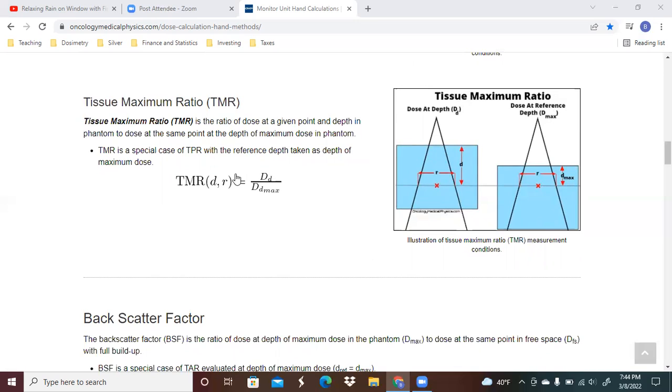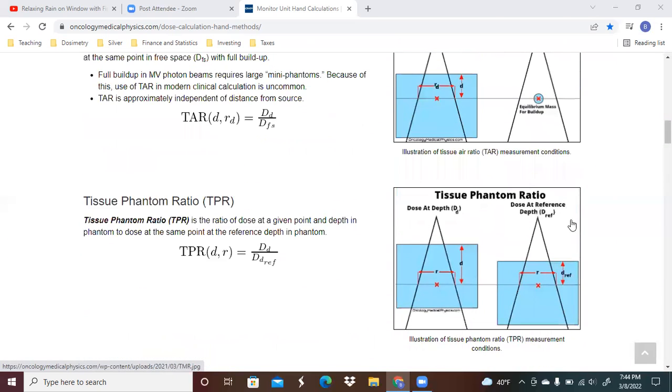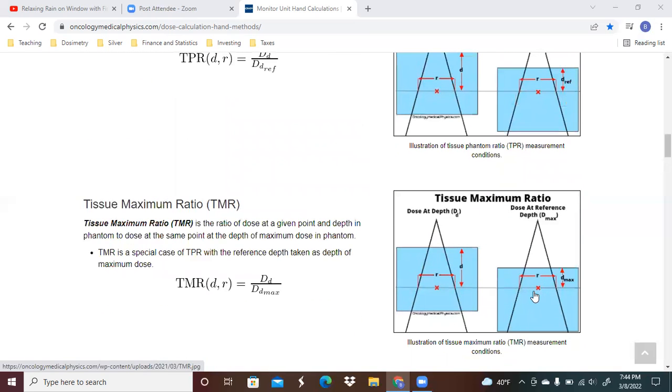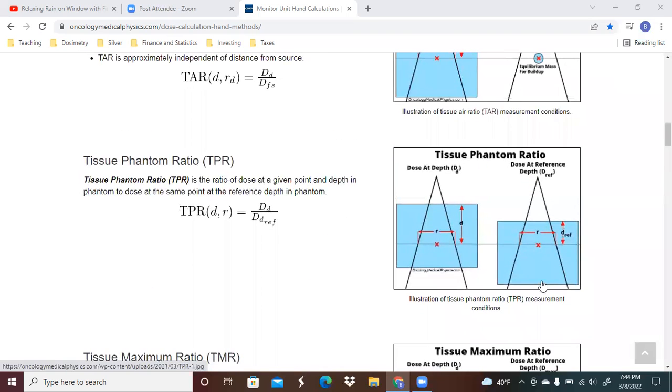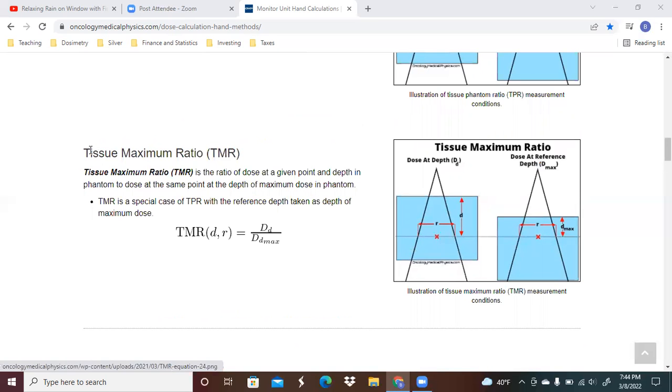The tissue to maximum ratio, TMR, is going to be the ratio of dose at a given point and depth in a phantom to dose at the same point at depth of maximum dose in the phantom. What's different about this as opposed to this is that our reference point here is going to be at D max. Here you can set it anywhere you want within the phantom. Here, this is set at D max, and that's why you change the name to maximum.